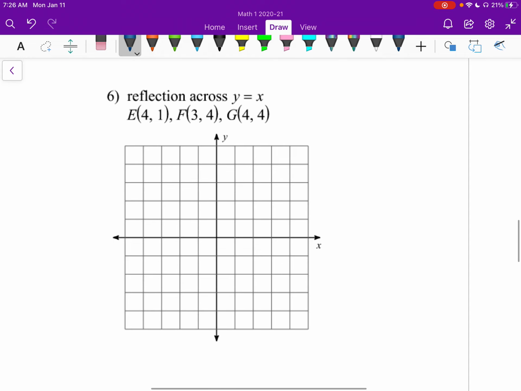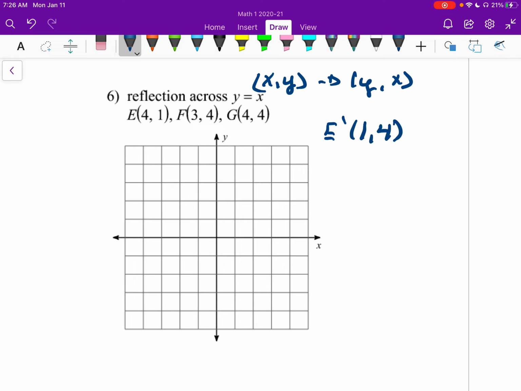Number 6, reflecting along the line y equals x. Now, because we have a nice, pretty formula, I'm going to use it. Remember that it is x, y goes to y, x. So E prime will be 1, 4. F prime will be 3, 4. And G prime will be 4, 4. G prime doesn't change.